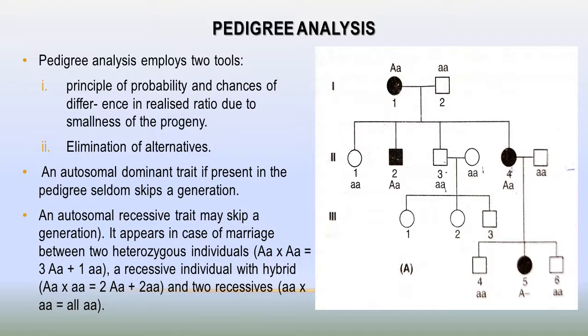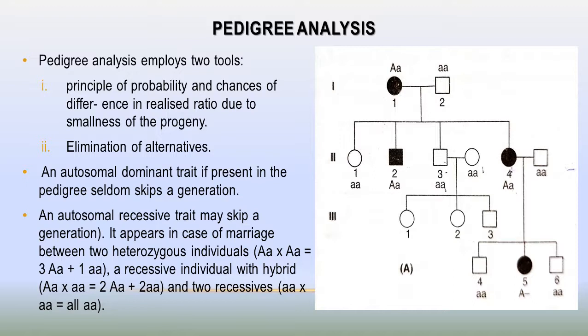You can see that there are some individuals affected in each generation. In the first generation, a female is affected. In the second generation, one male and one female are affected. In the third generation, one female is affected. You can see that in an autosomal dominant trait, the trait cannot skip any generation.